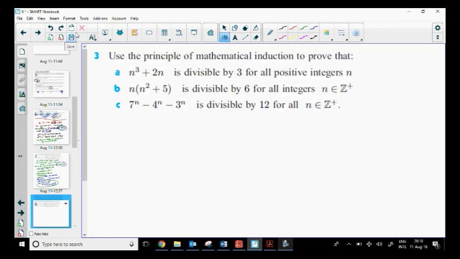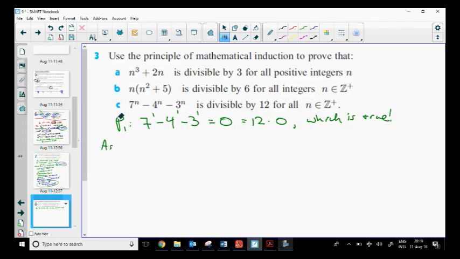Okay, let's do letter C here. 7 to the n minus 4 to the n minus 3 to the n divisible by 12 for all positive integers. It looks nasty. It shouldn't be too bad, though. 7 to the 1 minus 4 to the 1 minus 3 to the 1. That's 7 minus 4 minus 3. That's 0. And that is equal to 12 times 0. So that's true. You should always be able to get that first step done. That first step should be a free point for every one of you.